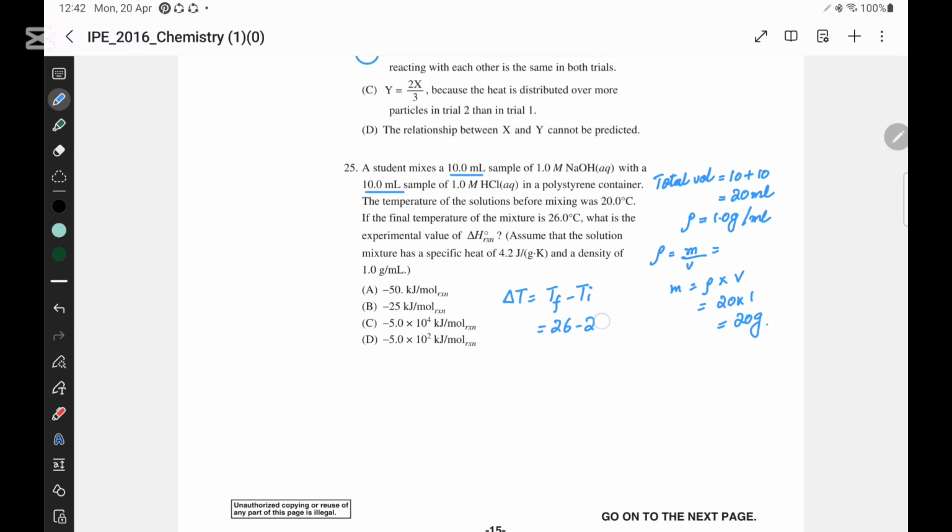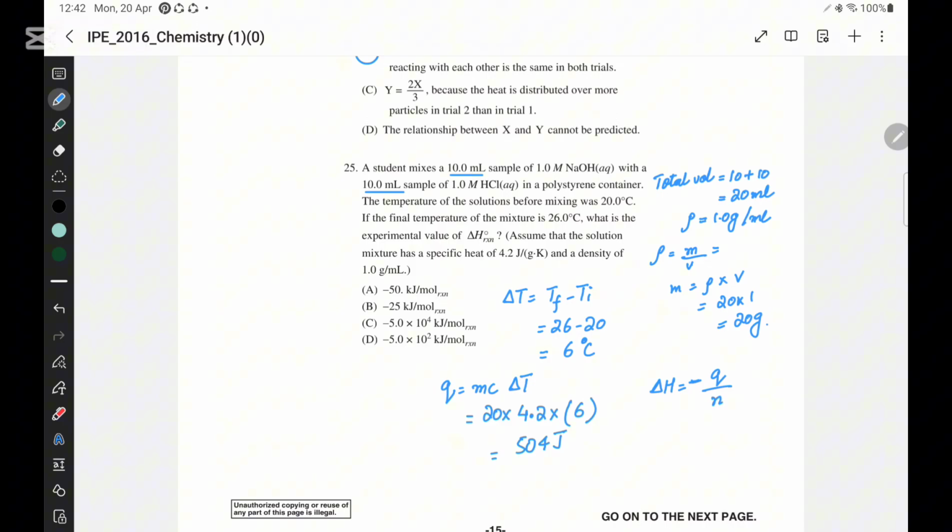Final temperature minus initial temperature. Final is 26 minus initial is 20, that comes out to be 6 degrees Celsius, and we know Q is equal to MC delta T. M is how much? That is 20 gram. Specific heat capacity is 4.2, delta T is 6 degrees Celsius. So our final answer comes out to be 504 joules.